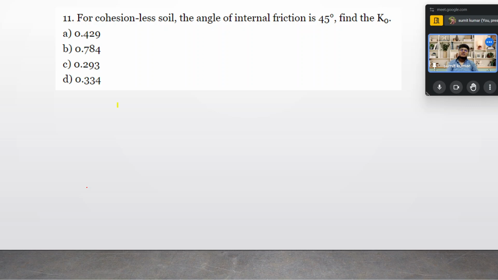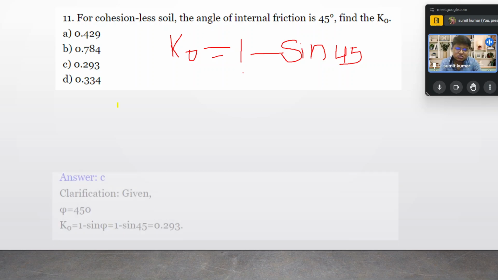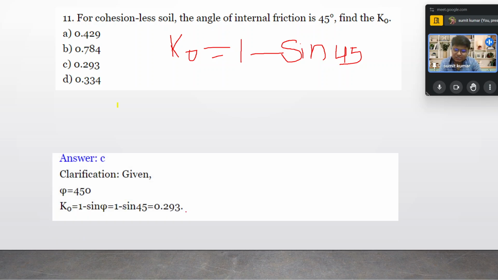As we move ahead, the question describes an angle of internal friction of 45 degrees and asks for the value of K naught. This question was also already asked. It is asking the value of K naught as 1 minus sine 45. Sine 45 is 1 by root 2. So you can calculate accordingly, and the value comes to 0.293. So option C is the correct answer.